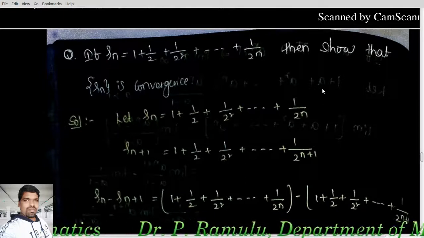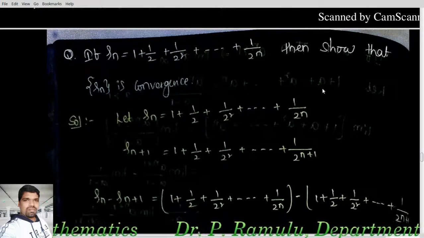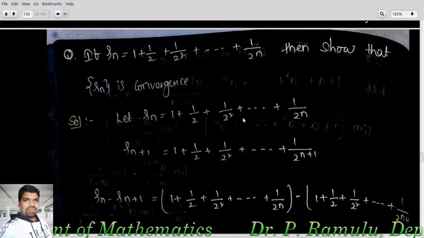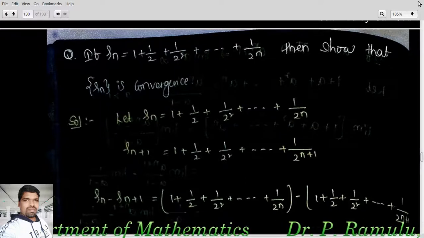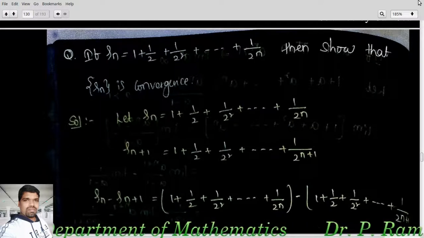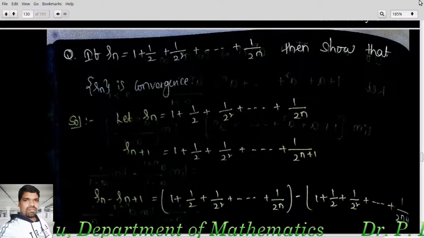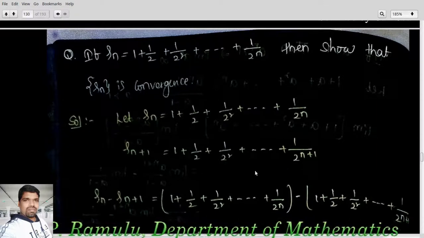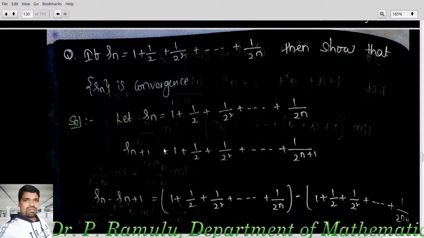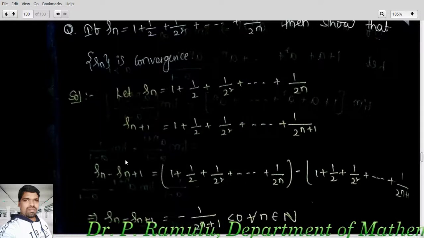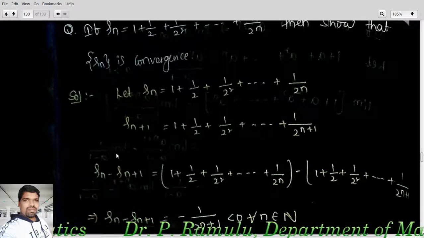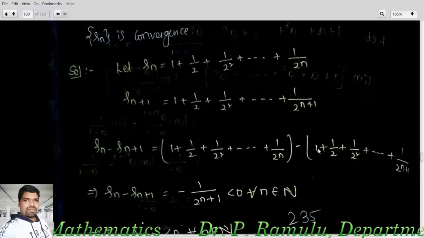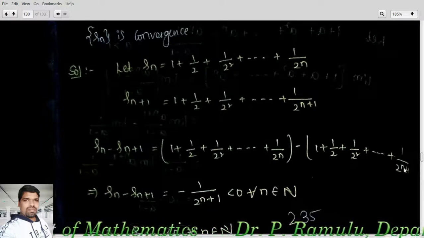For that, I am taking Sn equal to 1 plus 1 by 2 plus 1 by 2 square plus up to 1 by 2 power n. Sn plus 1 equals 1 plus 1 by 2 plus 1 by 2 square plus up to 1 by 2 power n plus 1. I am considering Sn minus Sn plus 1, where Sn is for this and Sn plus 1 is for this.